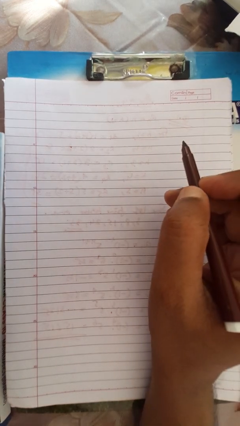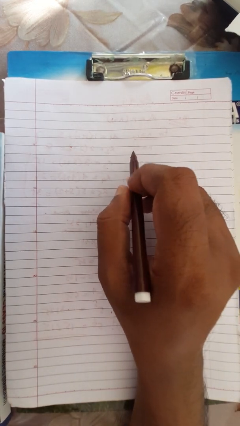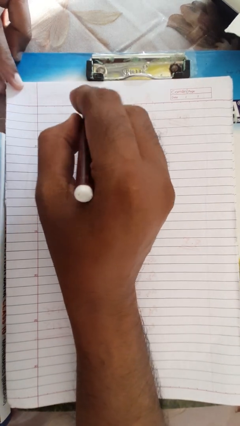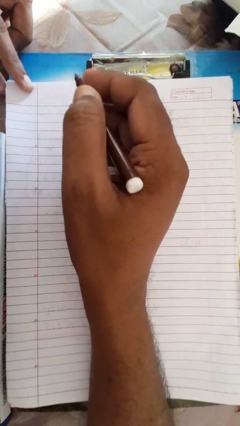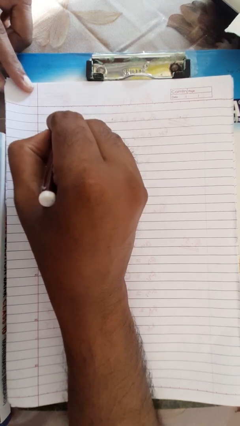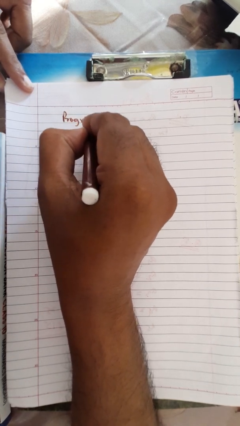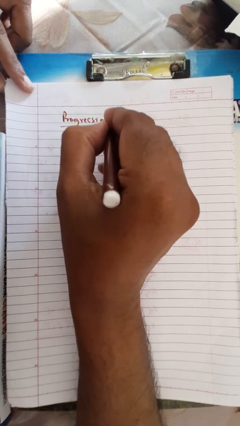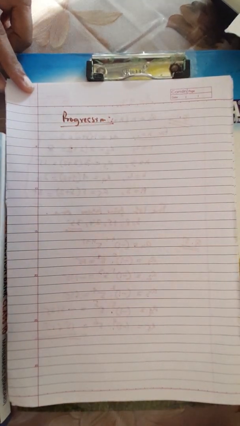In the last class, we discussed the concept of sequence and some portions. Today we'll discuss the same thing, sequence and series, but with the concept of progression. What do you mean by progression?